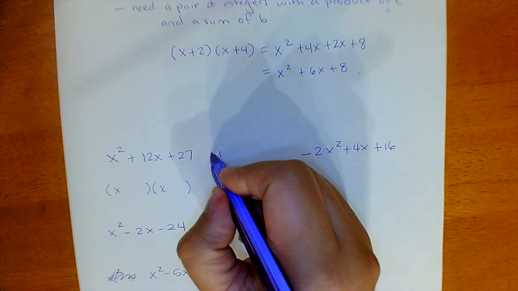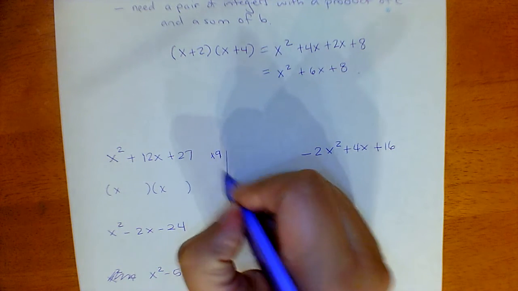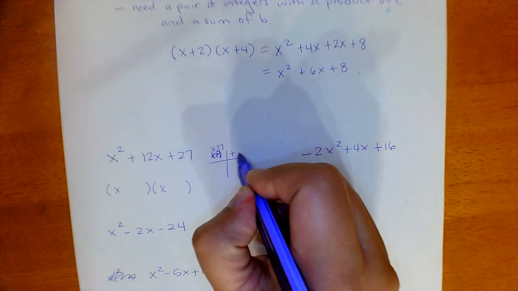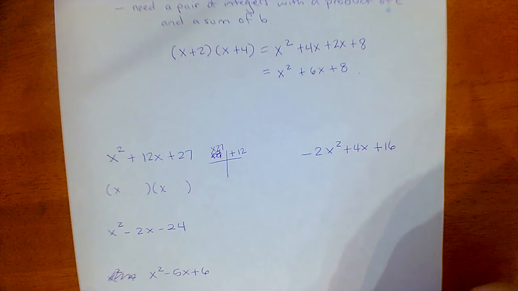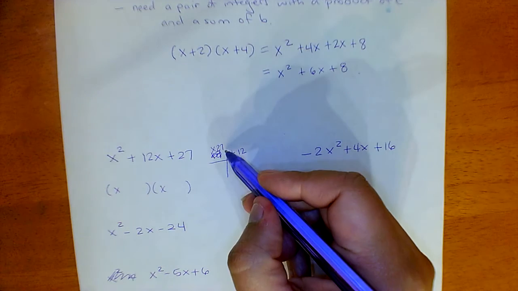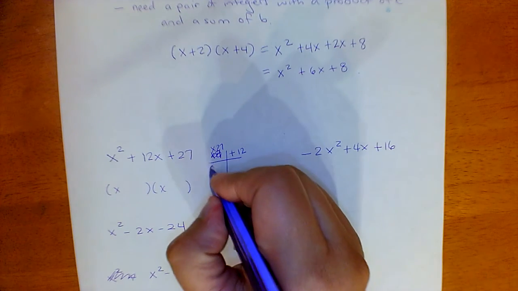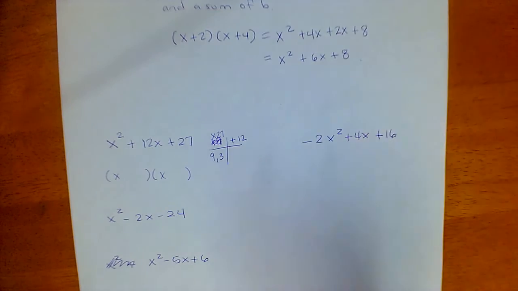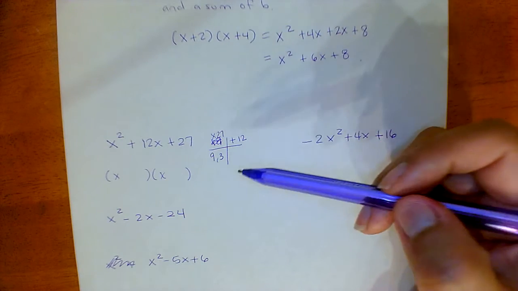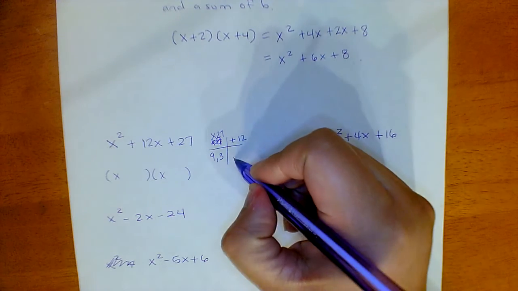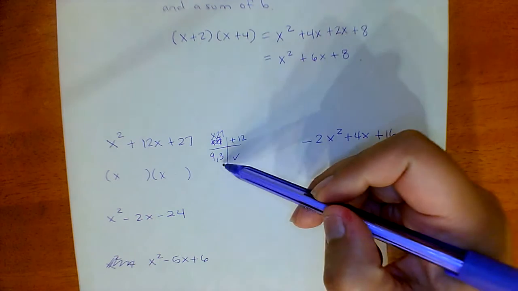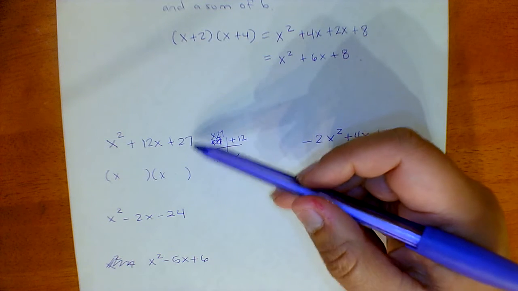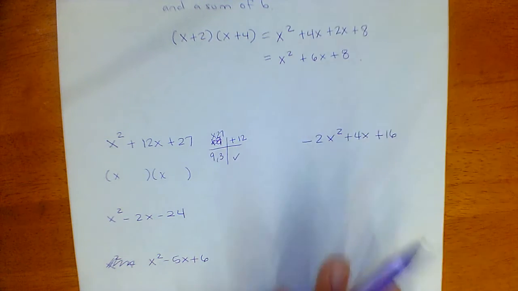So I want a product of 27 and a sum of 12. When I think about what I need to multiply to get 27, 9 and 3, both positive to give me a positive product, do multiply to 27, and when I add 9 and 3, they do add up to 12, which means this is the only pair of numbers that can complete these factors properly to result in this polynomial when I recombine them.